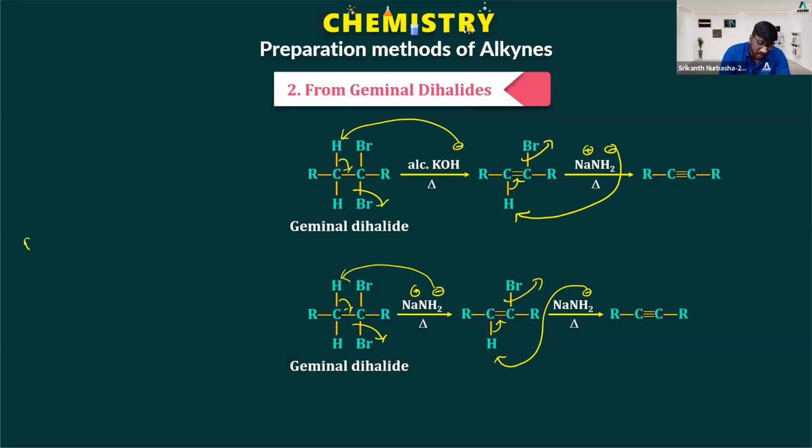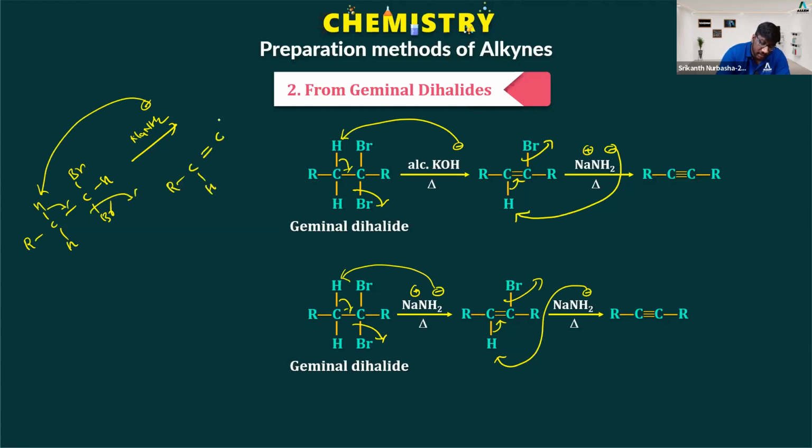But in case you take this type of species, RCH2 CBr2 CH3, treat with NaNH2, what will happen now? NH2 minus picks up this proton, CH electron density comes into carbon, bromine leaves. We get RCH double bond C CBr CH3. Again treat with NaNH2. NH2 minus picks up this proton, CH electron density comes into carbon, bromine leaves. We get RC double bond C CH.